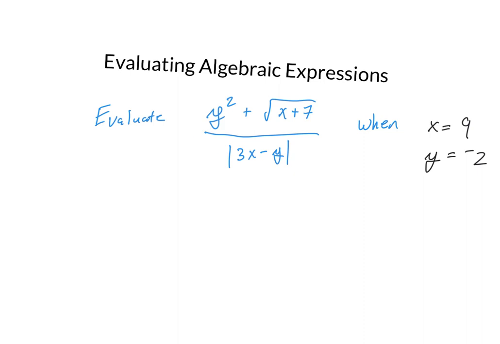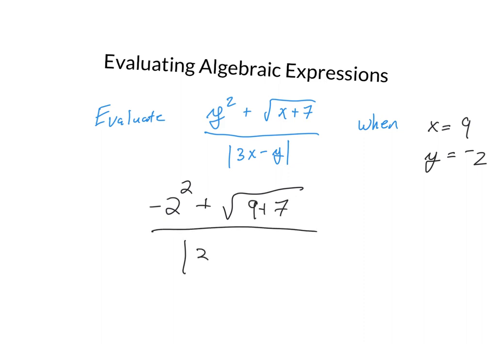So I'm going to start by rewriting this as, instead of y squared, it'll be negative 2 squared. Then I'll have plus the square root of, and then I have an x right there. I'm going to replace that x with what x equals. So it'd be 9 plus 7, all over absolute value of 3. And then I have to remember, when that is 3x, in between the 3 and the x is implied multiplication. So it's 3 times x. So I'm going to write 3 times 9. And then minus y, and the y value is negative 2.